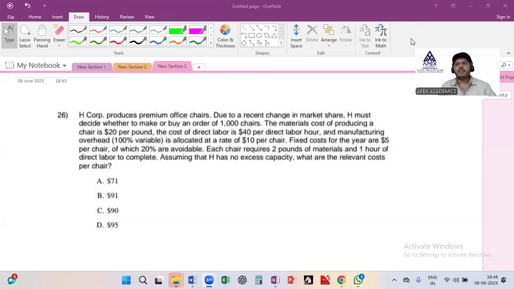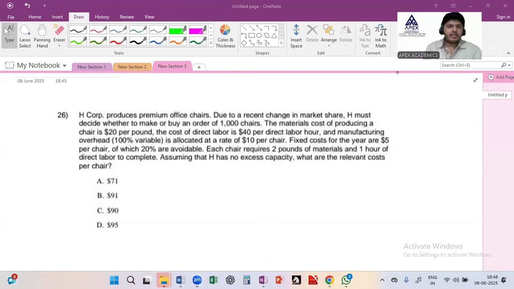All right, hi guys. There's a question that has been raised on our WhatsApp community with respect to marginal costing. The concept is, in total, the total cost that is going to be relevant in this particular question.